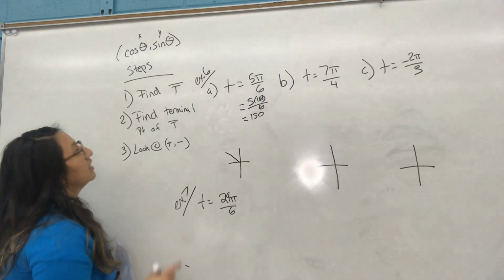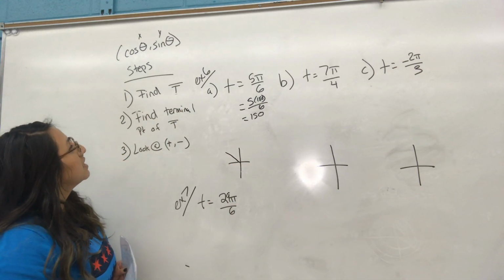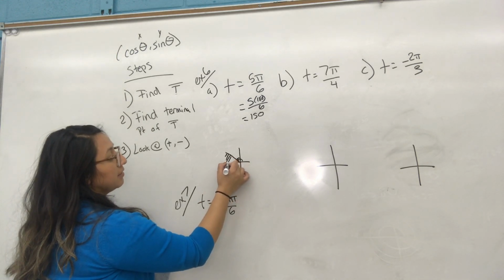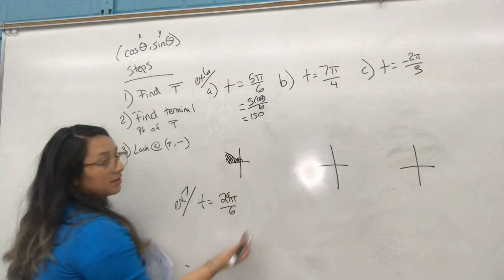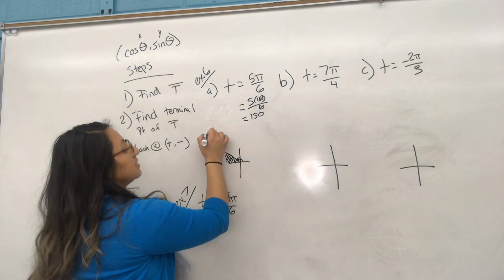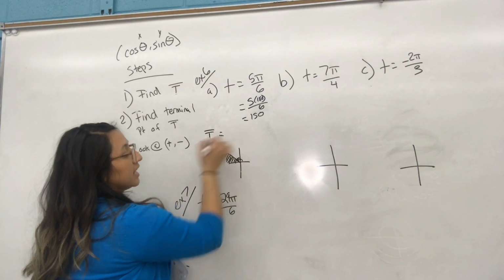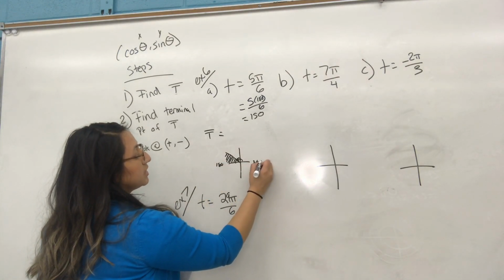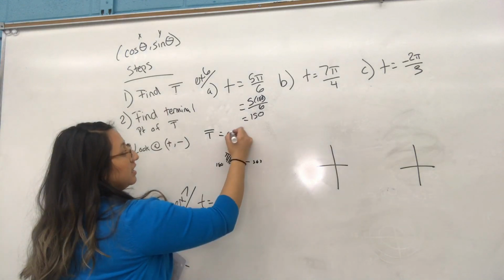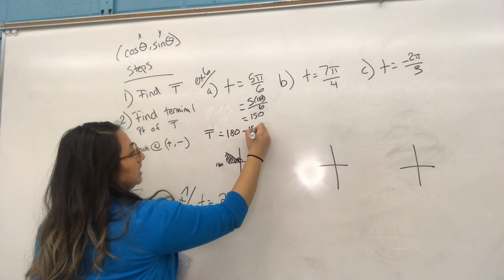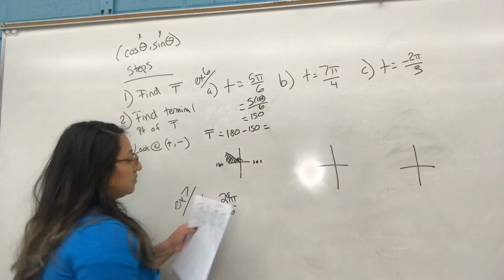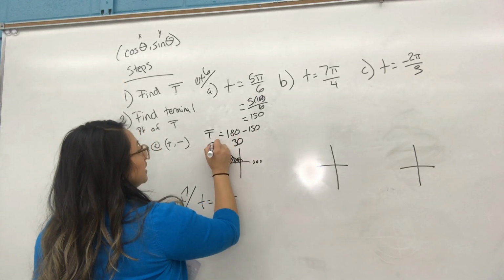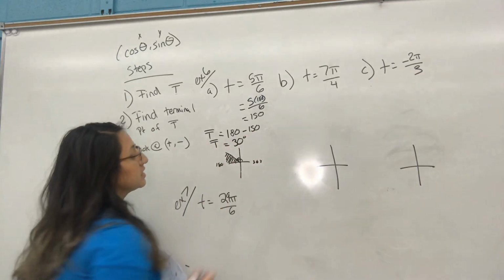I'm finding the reference number. To find the reference number, remember again, it's the other side. So it's this part right here. So 150 is about there. So I'm going to find my reference number. So it's that t with the line above. That means I'm going to subtract by either 180 or 360. That's your only two options. So I'm going to subtract, 180 minus 150, and I end up with 30. So my reference number is 30 degrees.